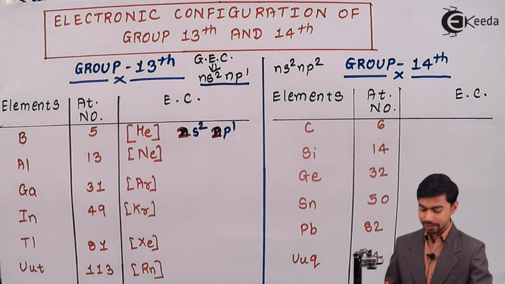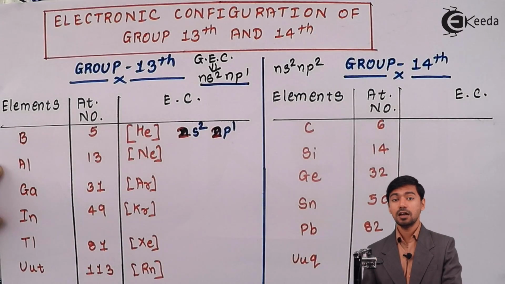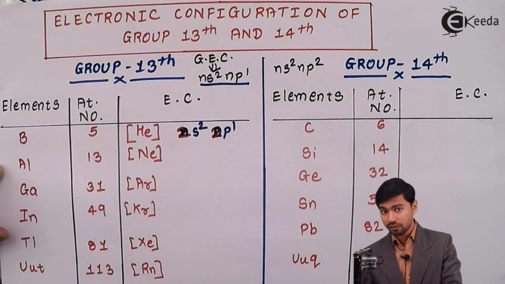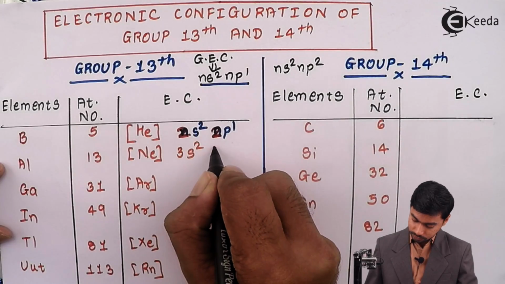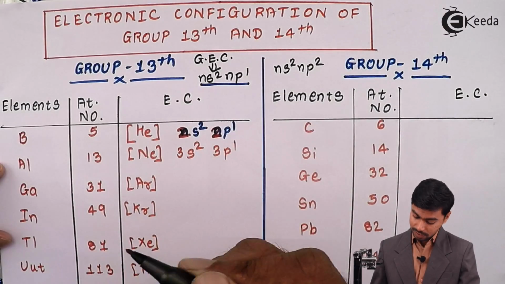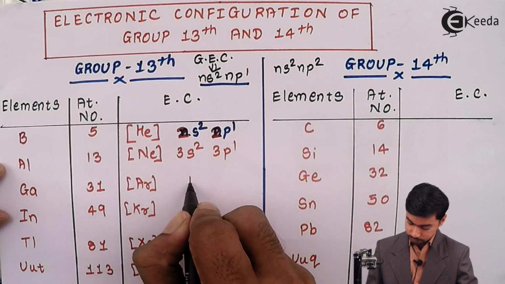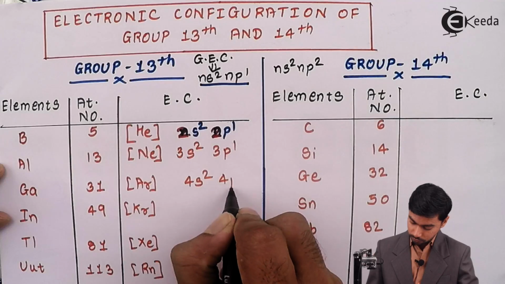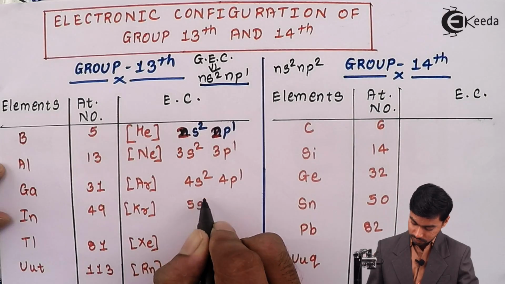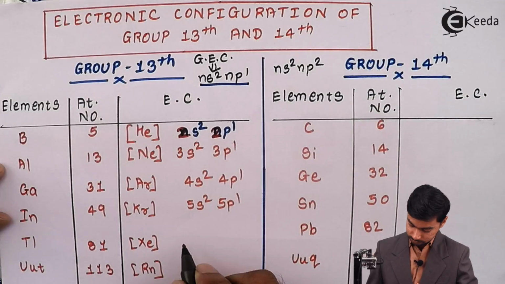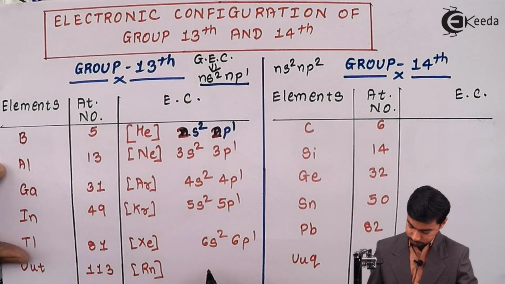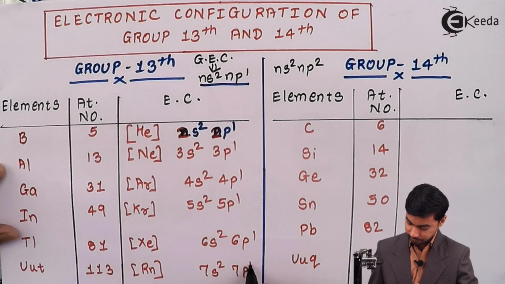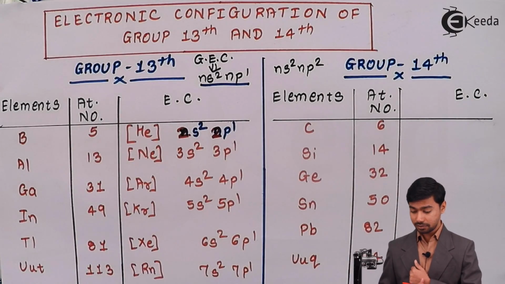The same in the case of aluminium, which comes under period number 3. So what is the value of n then? Yes, it is 3. So we can make 3s2 and 3p1. The same thing we can put here: 4s2, 4p1, 5s2, 5p1, 6s2, 6p1, and 7s2, 7p1.